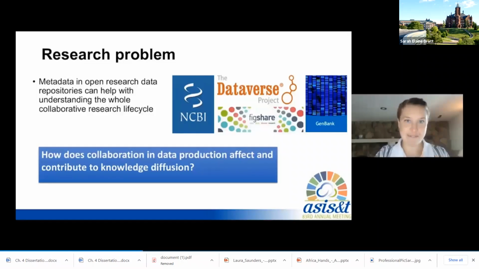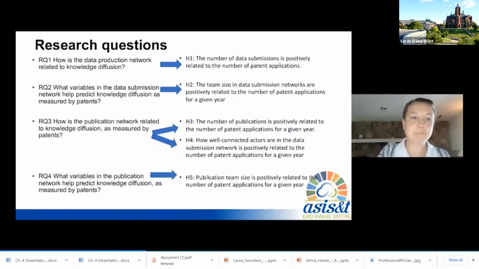And we think, and we have actually found in previous research, that the collaboration metadata on those data sets can provide another source of insight, because you not only get the outputs of the science, the tip of the iceberg, but you also get a sense of what are those collaboration networks that are the predecessors of the production of a publication. And so we say that metadata in these open data repositories does help us to understand the whole collaborative research cycle. So our main problem here is how data production affects and contributes to knowledge diffusion.